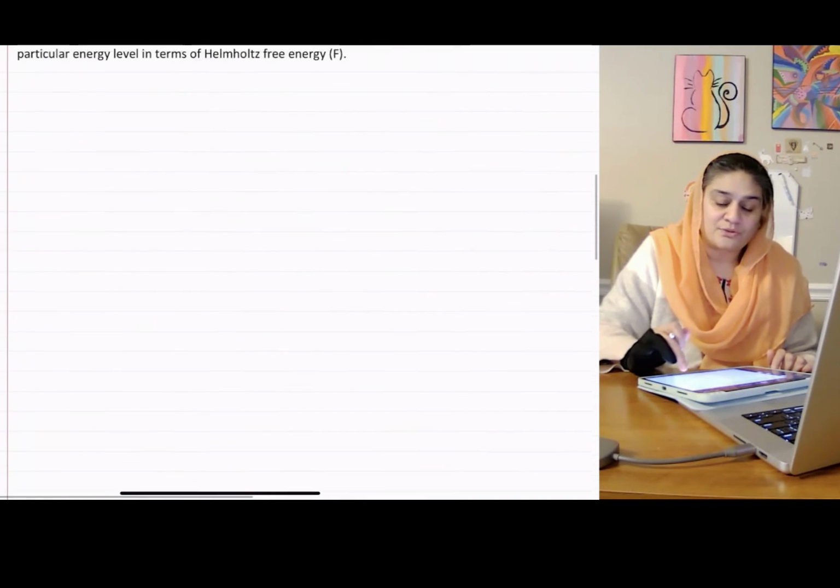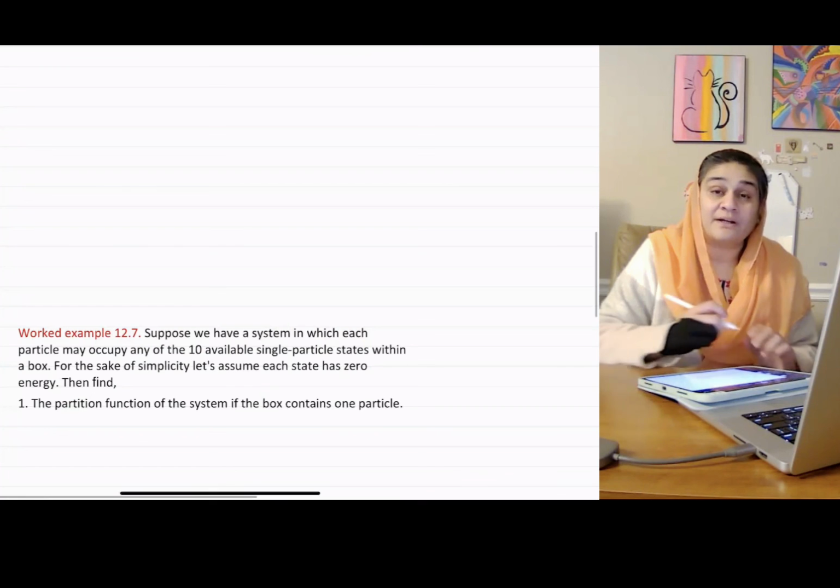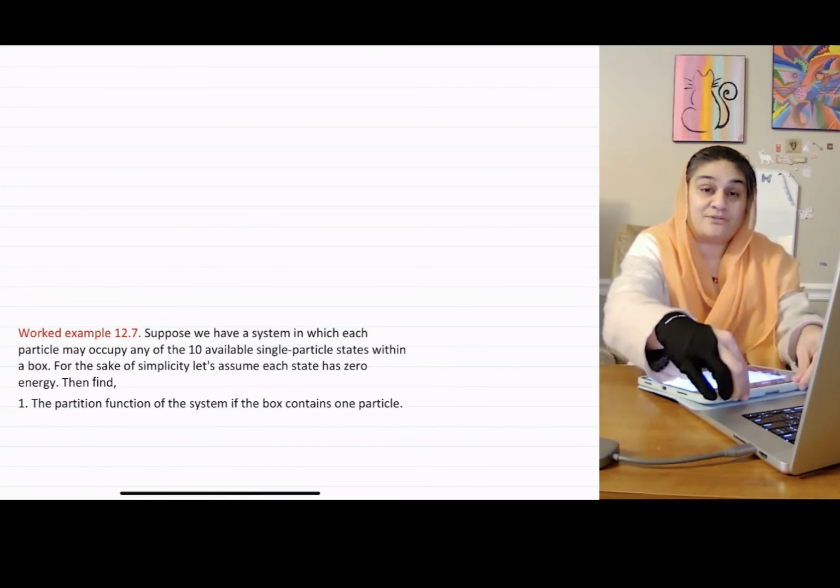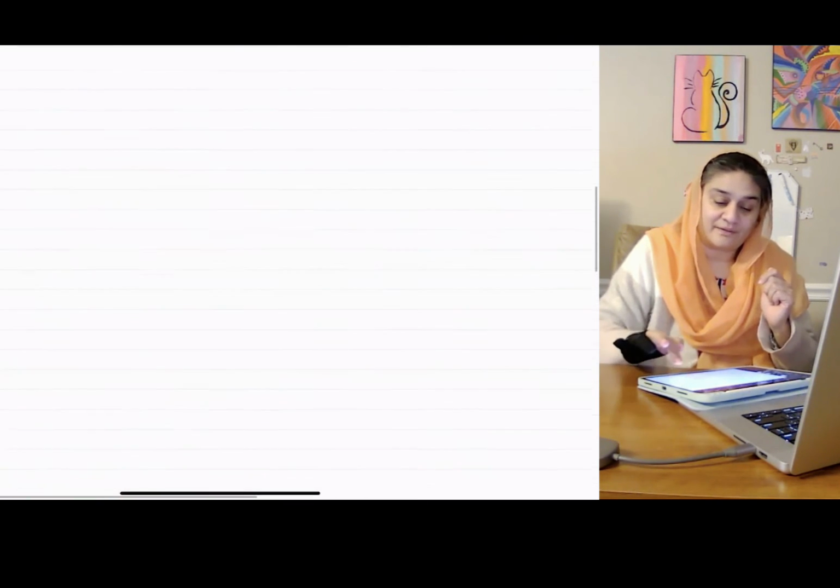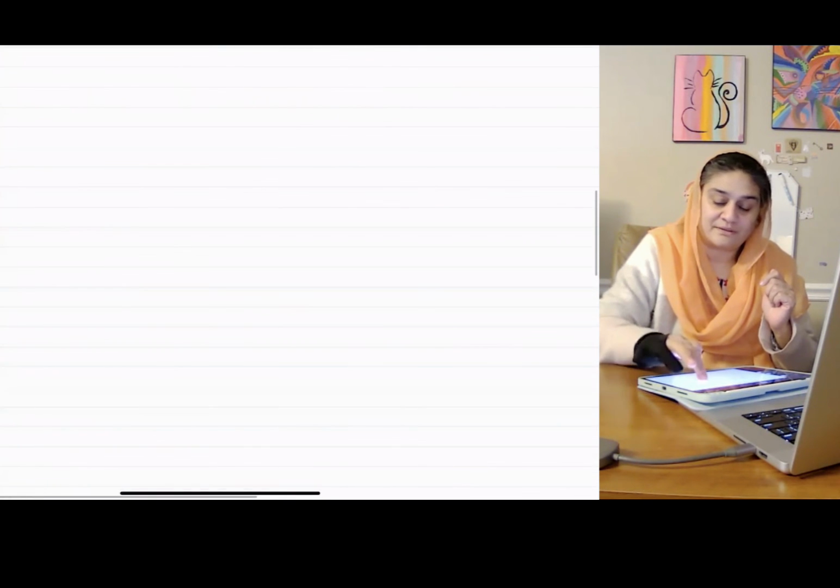So now there are two more examples that are given in the book. I strongly recommend that you guys do those. They are this one and that one.